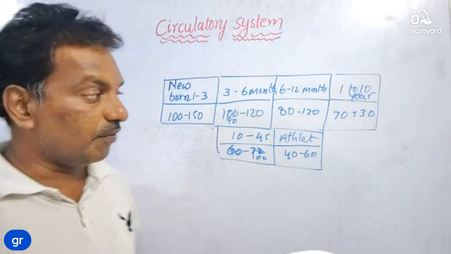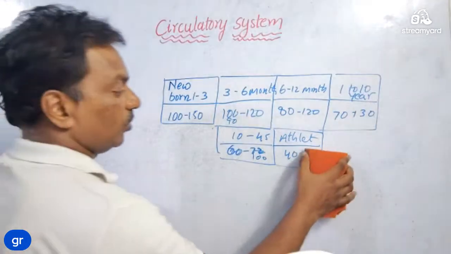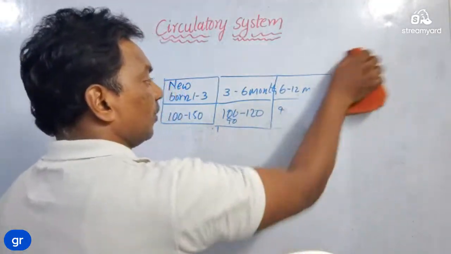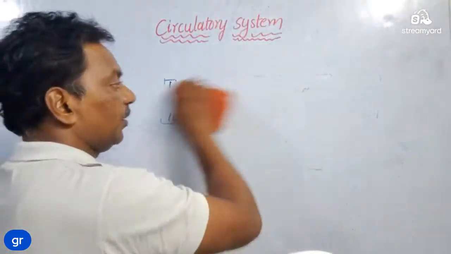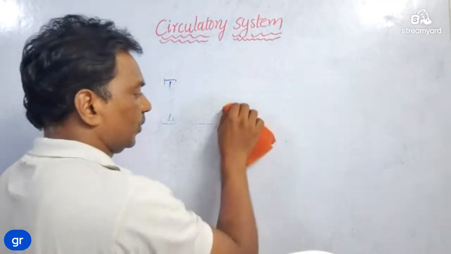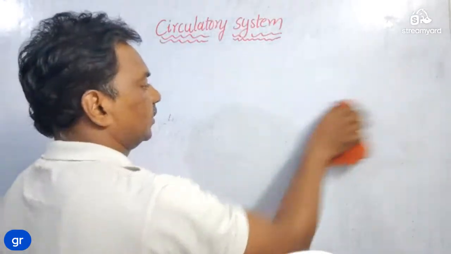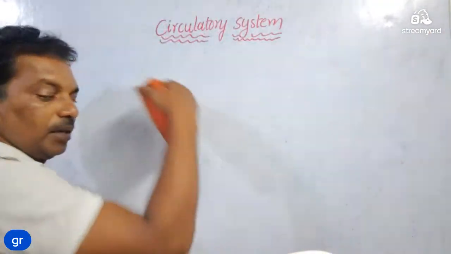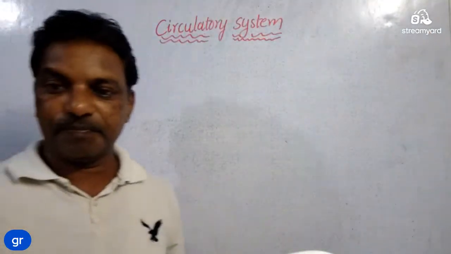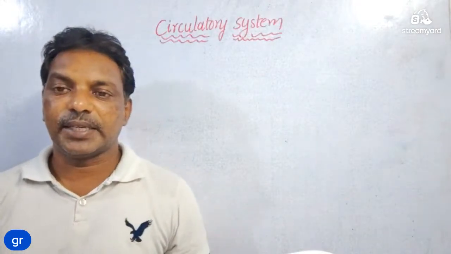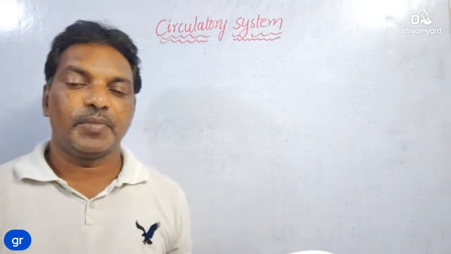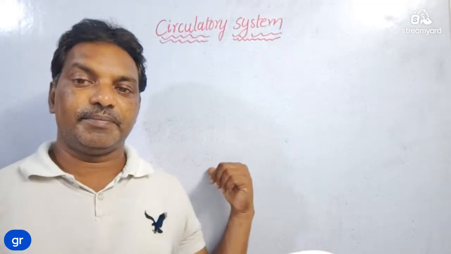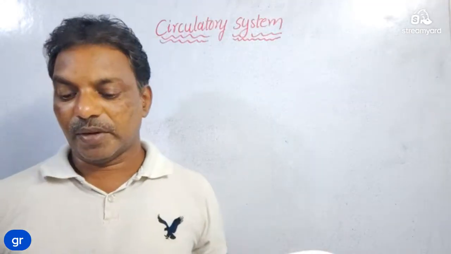This is a complete information skill question. They may give this table and you have to answer the following questions based on this table, or choose the correct answers. What is the pulse rate of a newly born baby? 100 to 150. Well athlete, 40 to 60. 10 years to adult age, 60 to 100. Like that, you have to complete that information.